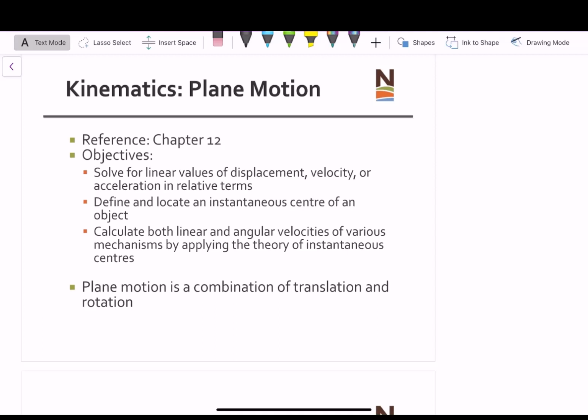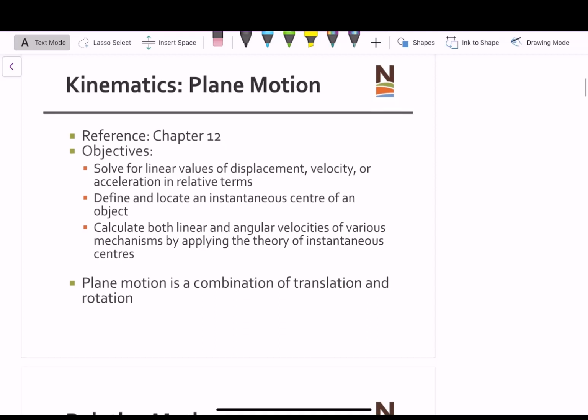Remember, the key here is that plane motion is a combination of translation and rotation. What we're doing is combining the last two chapters, where Chapter 10 from the textbook was rectilinear motion and Chapter 11 was angular motion. Now we're going to combine these two, and they will form the basis for plane motion.